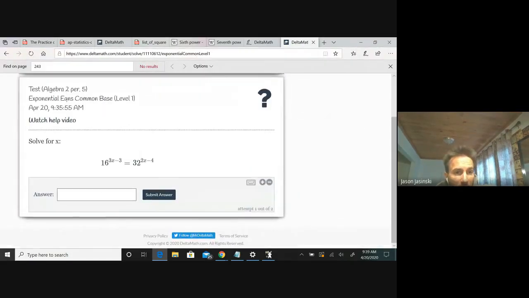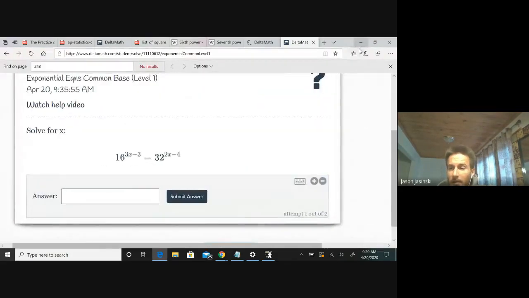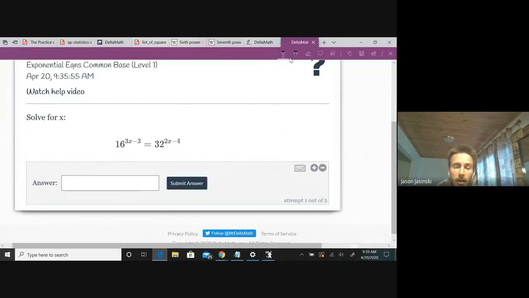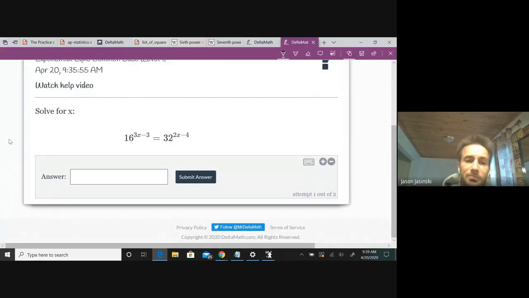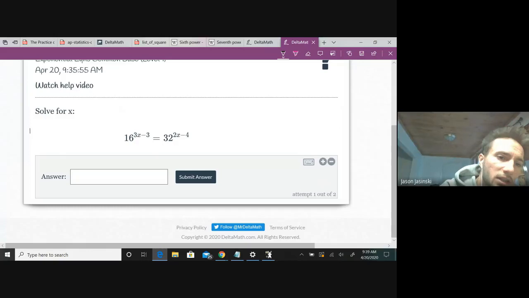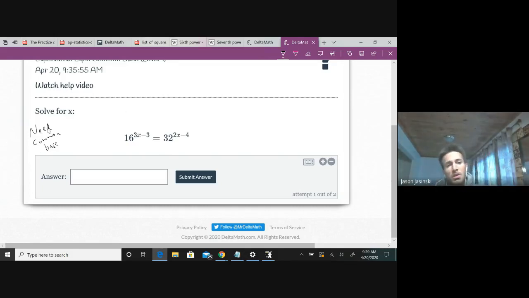So this example is pretty much the same, except it's slightly harder because there's no clue as to what the common base is. So again, we need common base as the theme. All right. So we have 16 and 32. I'll start with the smaller number, so 16.